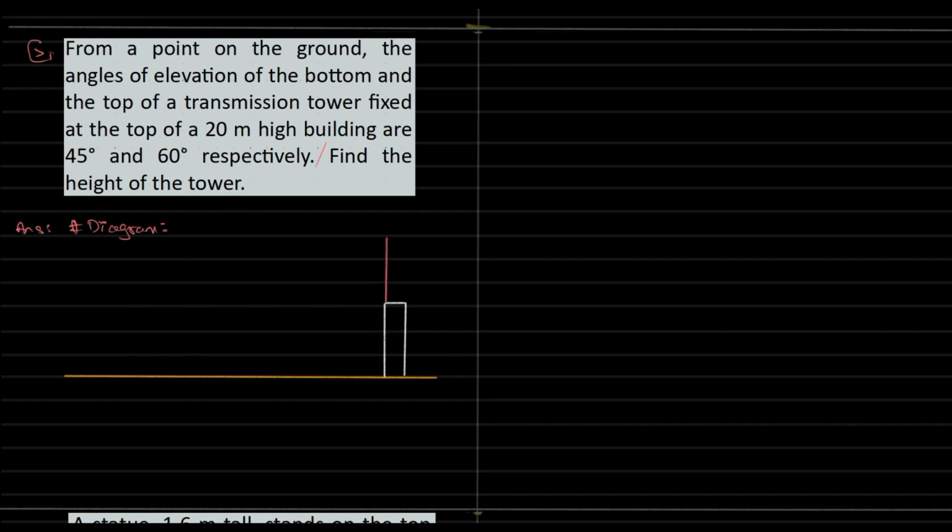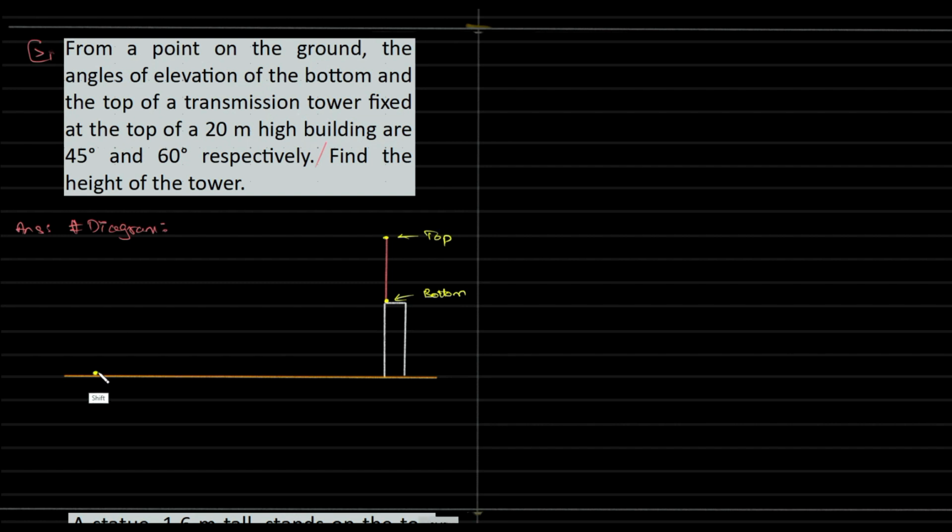Okay. So we are seeing from a point on the ground. Always the structure first, and where we are seeing from and what we are seeing. The angle of elevation, so we are looking up at the bottom and top of the transmission tower. It's your bottom and this is your top. Fixed at the top of a 20 meter high building, so we'll mark that later.